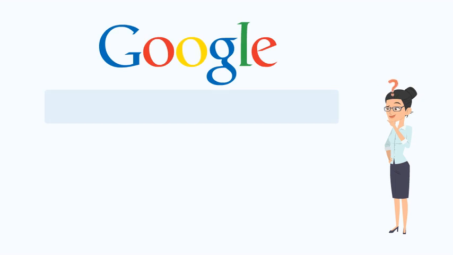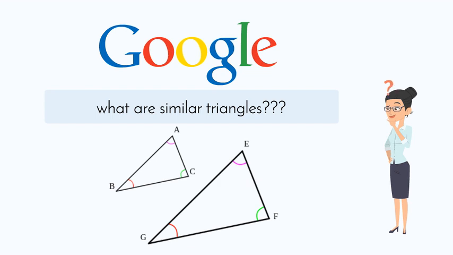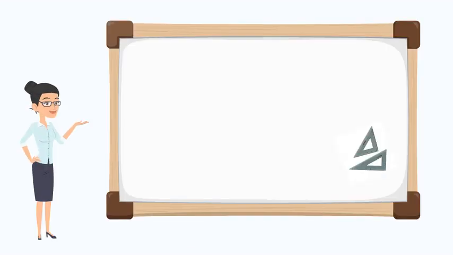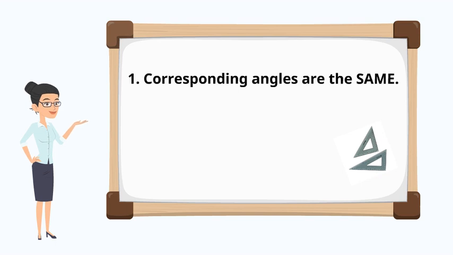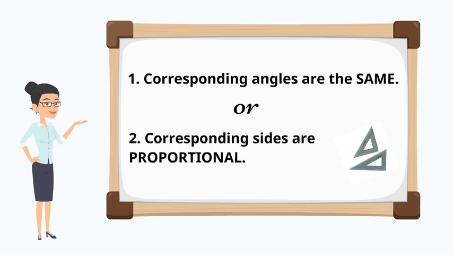Before we dive into how similar triangles are used in radiation therapy, let's take a few moments to refresh our memory on what similar triangles are. Two triangles are considered similar when these properties are met. First, the corresponding angles of the two triangles are the same, or second, the corresponding sides are proportional to one another.